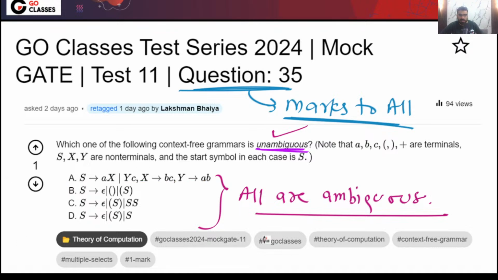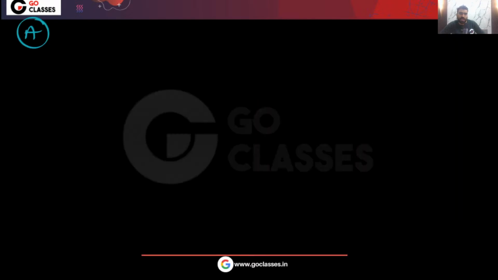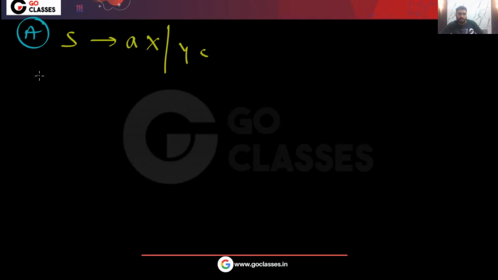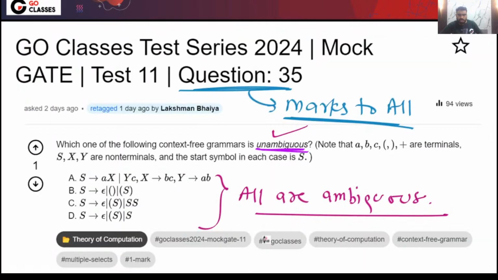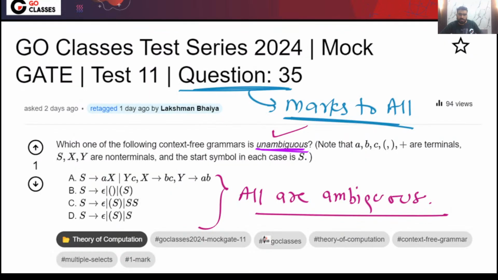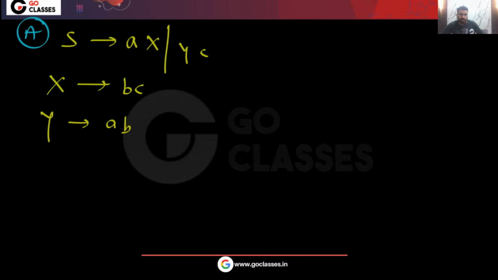For example, look at the grammar number 1. Why is this ambiguous? The grammar in option A is: S deriving, you can replace S with AX or YC, and X you can replace with BC, and Y you can replace with AB. So this is the grammar that is given to you.